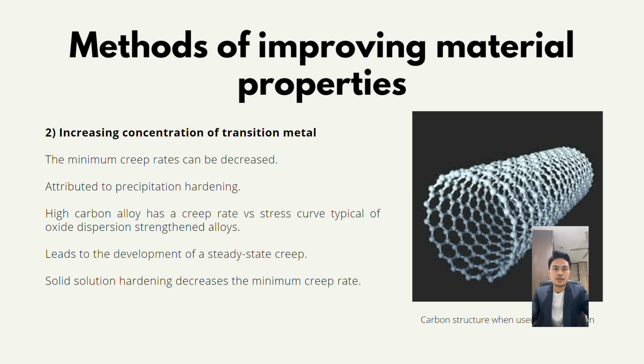For the second point of methods of improving material properties, we can increase the concentration of transition metal. By doing this, the minimum creep rates can be decreased. This improvement was attributed to precipitation hardening and solid solution hardening respectively. In the engineering industry, the high carbon alloy has a creep rate versus stress curve typical of oxide dispersion strengthened alloys. Precipitation hardening also promotes the development of steady state creep regime in addition to reducing minimum creep rate. Solid solution hardening greatly decreases the minimum creep rate at high and low stresses. However, the strengthening effect may be weakened after a certain period of creep due to microstructural instability.